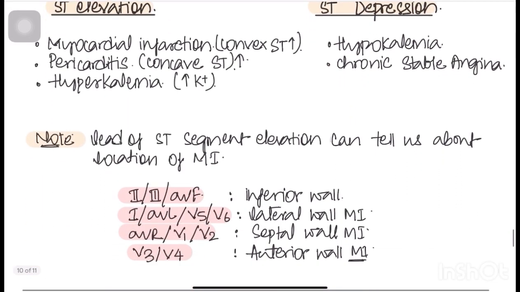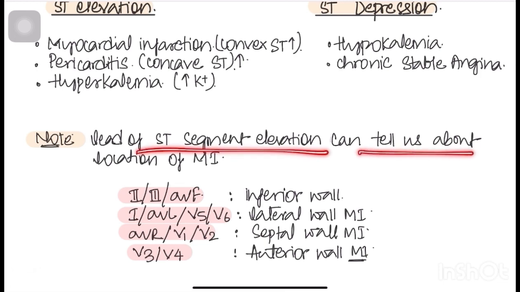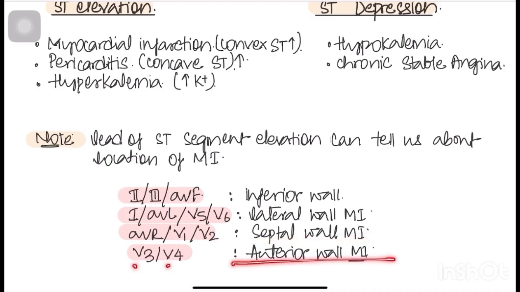The leads showing ST segment elevation can tell us about the location of the myocardial infarction. If it is present in 2, 3 or aVF, it would be the inferior wall. If it is present in 1, aVL, V5, V6, lateral wall. If it is present in aVR, V1 and V2, it would be the septal wall. If it is present in V3, V4, it would be the anterior wall.